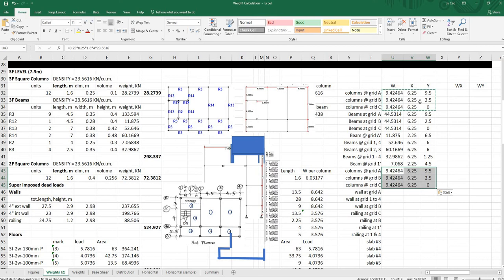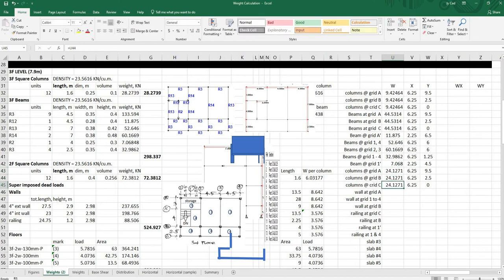But the dimension has changed. It is now 0.4 by 0.4. Okay? So let's change that. It will be 0.4. This will now be 0.4 times 0.4 times 1.6 times 4 units times 23.5616.